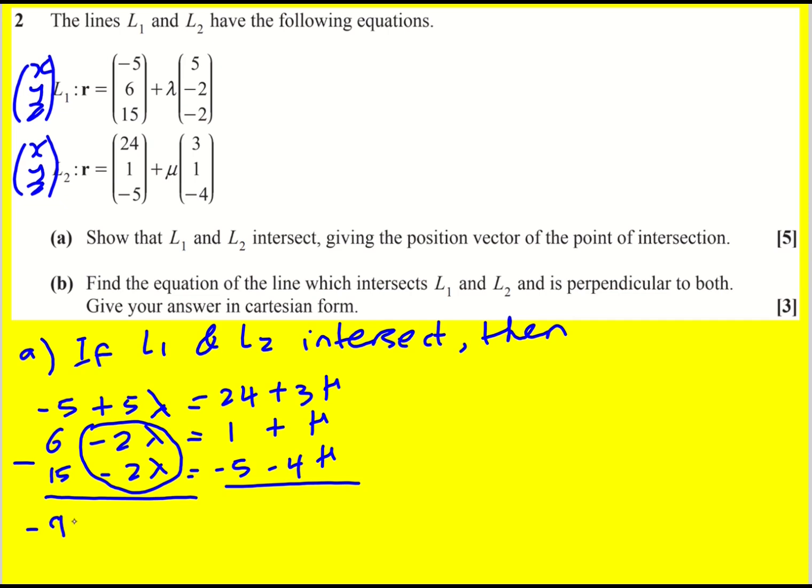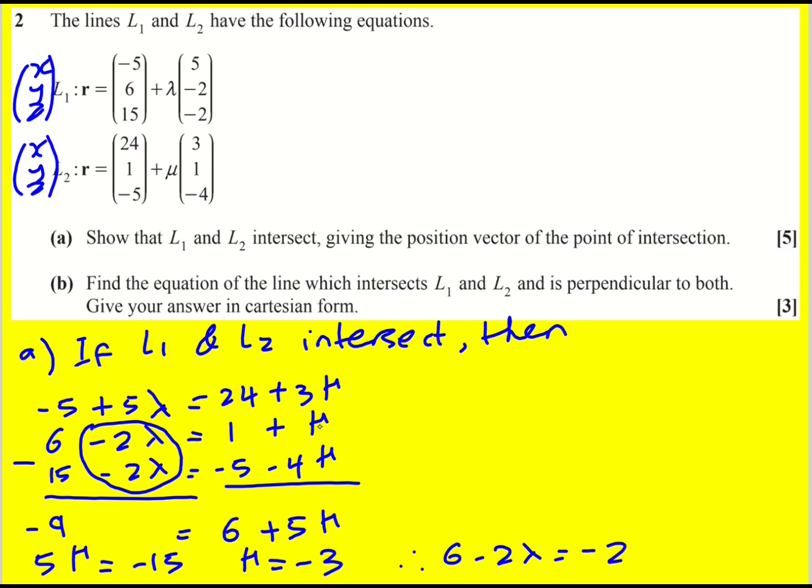That will give me -9 equals 6 plus 5 mu, which means 5 mu equals -15, mu equals -3. Put that back in. So therefore 6 minus 2 lambda is going to equal -2 because it's 1 minus 3, which means 2 lambda is going to equal 8. Lambda is equal to 4. So I've used these two. Okay, so now I'm going to check.